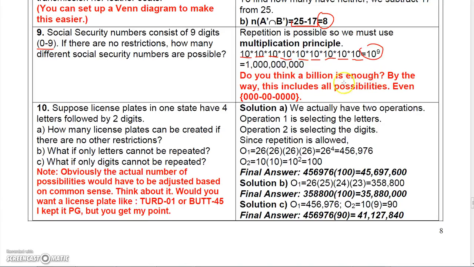Now, a billion is probably enough, but you probably aren't going to have a billion because there's probably some Social Security numbers that have to be excluded. But anyway, the maximum you could have under that system would be a billion.